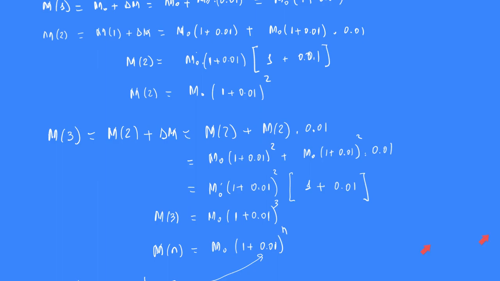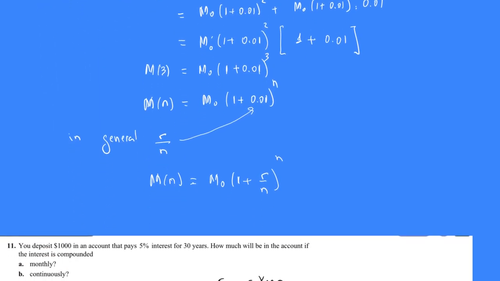So in general, what is the equation in general? In general, you are getting an interest rate of R divided by N.